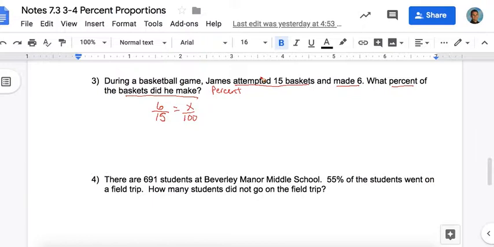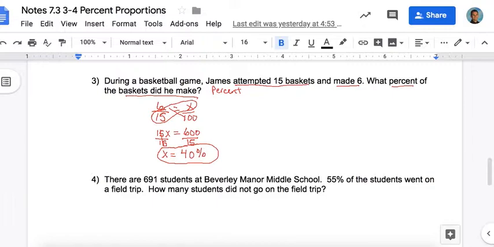Okay, now let's use cross products to solve this. So 15 times x is 15x. 6 times 100 is 600. The opposite of multiplication is division. So we're going to divide both sides by 15. 15 divided by 15 is a 1 in disguise. And 600 divided by 15 is 40. Now, what do I have to remember to put for my label? A percent, because it asks for the percent. If it asks for a percent and I don't put a percent sign, then it's wrong.